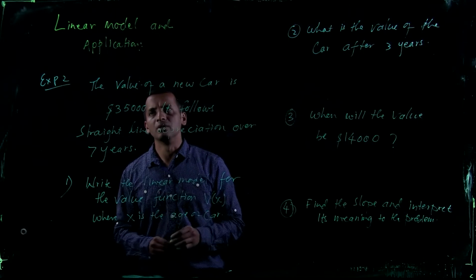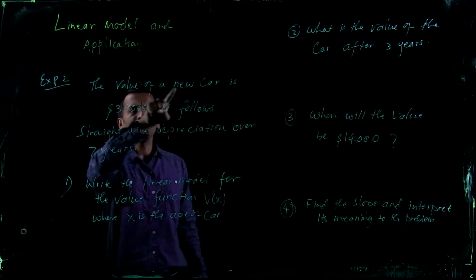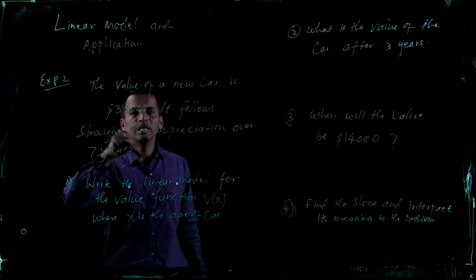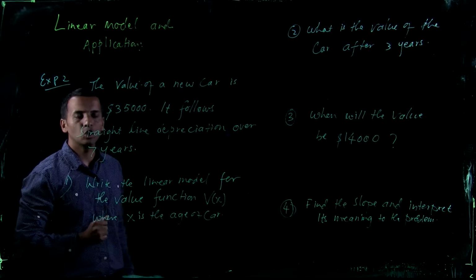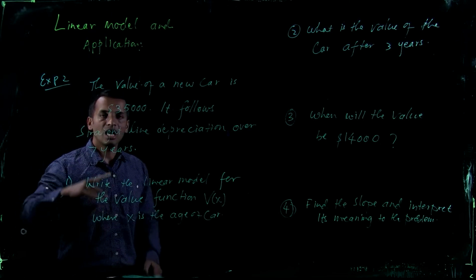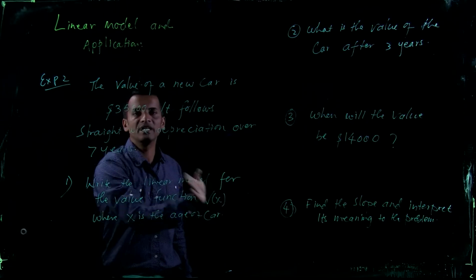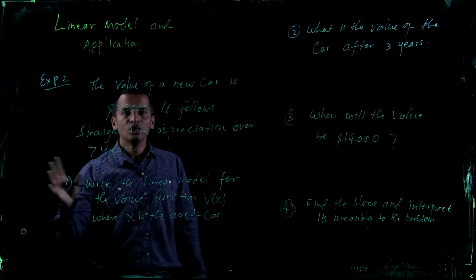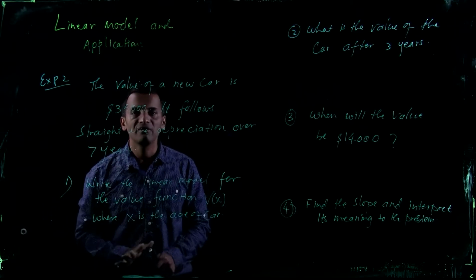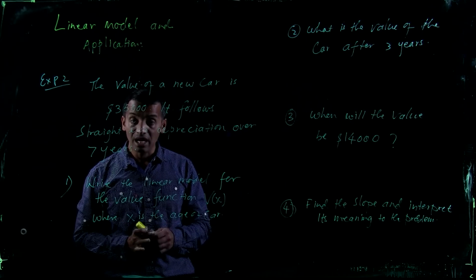Let me take another example. In this linear model application, the current value of a new car is 35,000. It follows straight line depreciation over 7 years. What does that mean? After 7 years, the value of the car goes to 0. That's what the problem gives us. So the current or initial value is given as 35,000. That will be b.